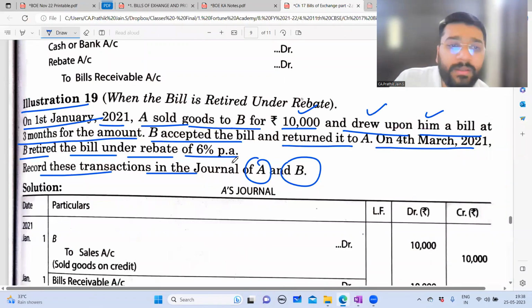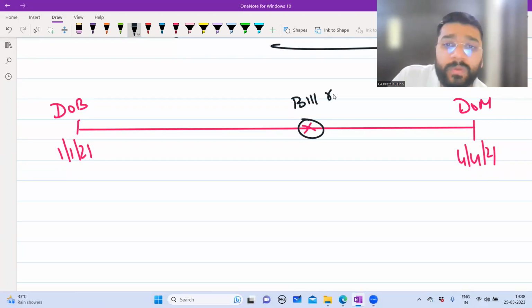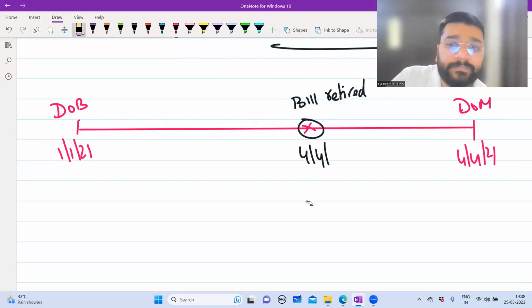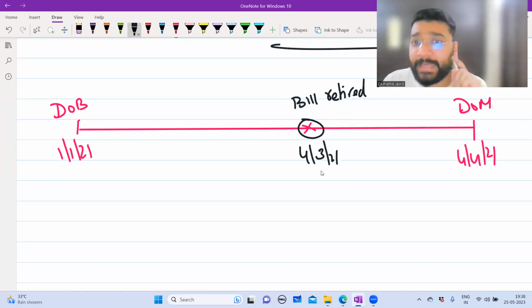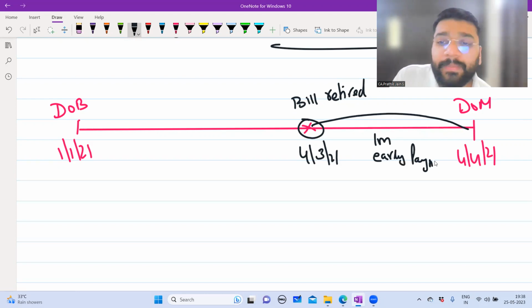Now this gentleman who has accepted the bill has made the payment on 4th of March. So 4th of March means, somewhere here, bill retired on 4th of March 2021. So can I say, guys, here the buyer is making the early payment. So how many months early is he making the payment? 1 month. 1 month early payment.